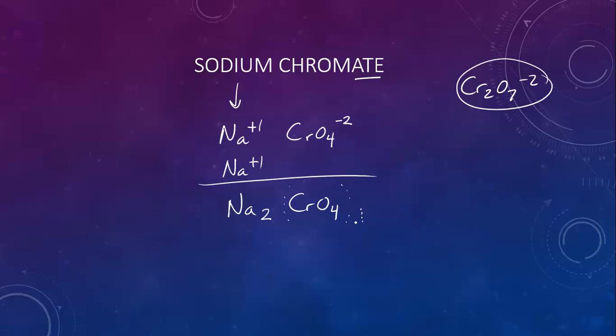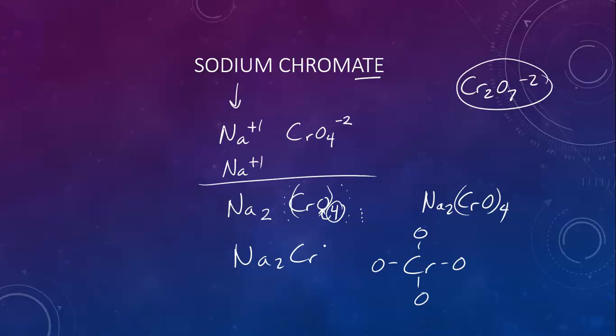Now, some people are going to want to write it like this: Na2Cr4O. And that would be wrong, because the 4 is part of O. It doesn't mean that you have 4 of these things. It means that you have a Cr bonded to 4 oxygens. You don't have 4 Crs. You have CrO4. So it's Na2CrO4, no parentheses needed.